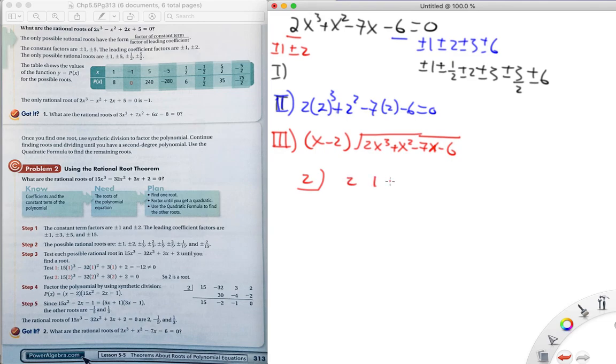1, negative 7, negative 6. Drop the 2. This would be 4. 4 plus 1 is 5. Times 2, 10. 10 take away 7 is 3. 3 is 6. Negative 6 plus 6 is 0. So then this equation would be, actually, let's put it over here, 2x squared plus 5x plus 3.